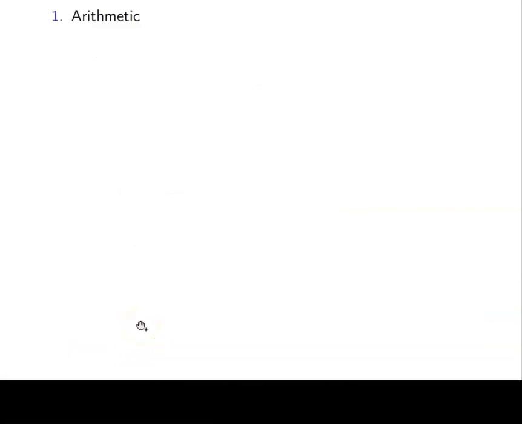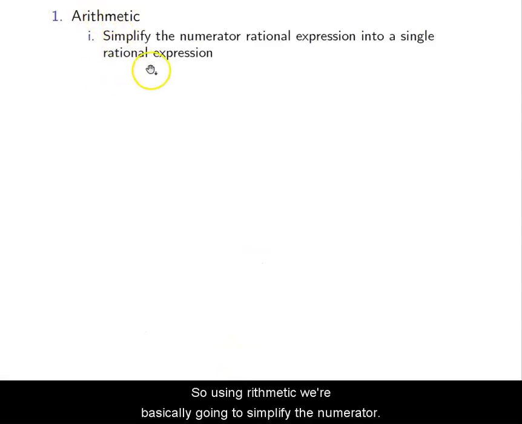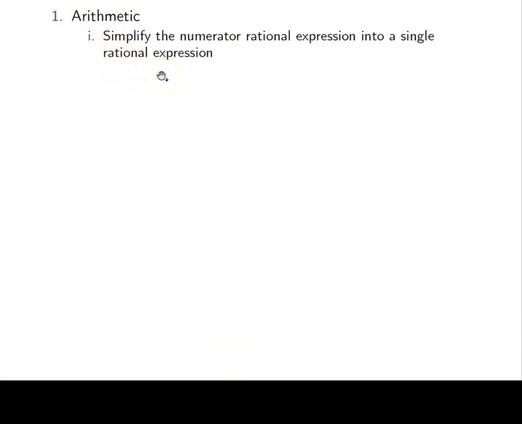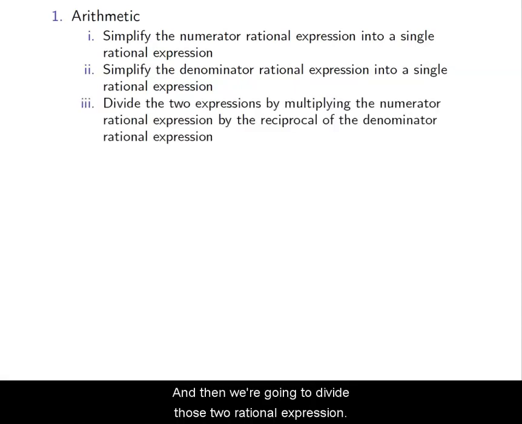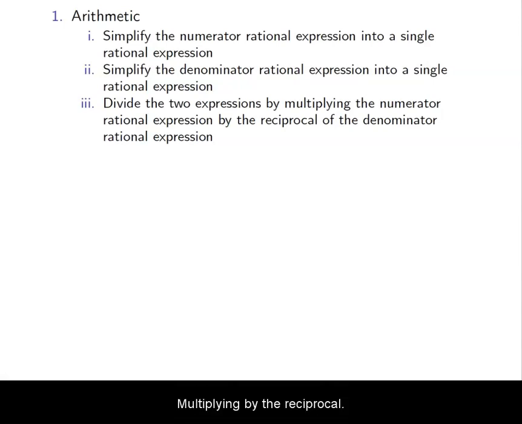So number 1, using arithmetic. Okay, so using arithmetic, we're basically going to simplify the numerator rational expression. So again, the numerator is a fraction and the denominator is a fraction. So we're going to take the rational expression on top and simplify it to a single rational expression. We're going to take the denominator and simplify it to a single rational expression. And then we're going to divide those two rational expressions by multiplying by the reciprocal.